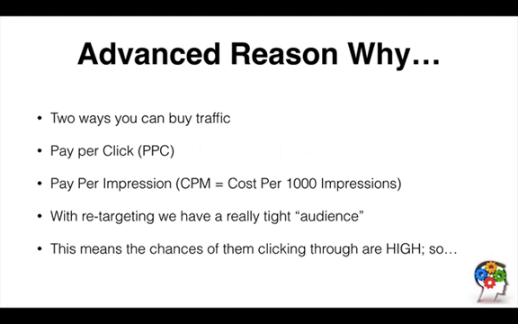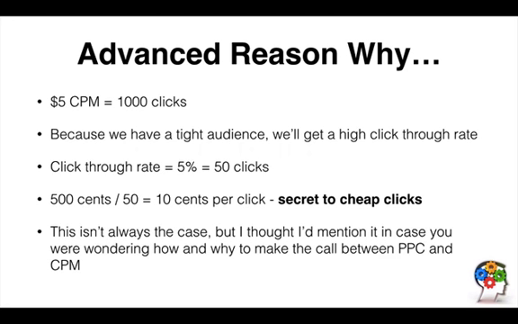So if you have a really tight audience and you show them a good ad, you have a really, really high chance of them clicking through. So for that reason, we want to ideally bid with CPM. This is paying per impressions, and this is what AdRoll does for us, okay? So the reason for that is, let's say for the sake of example, we're paying $5 per 1,000 impressions.